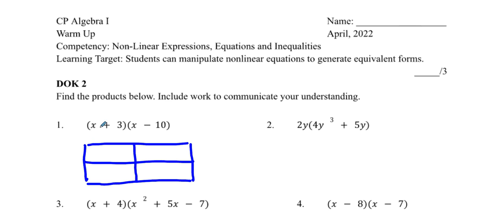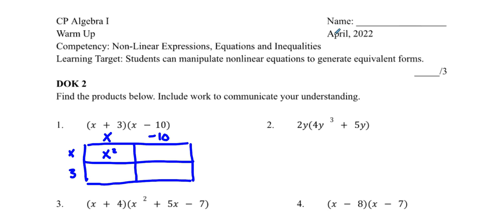So I'm going to put this first binomial, x plus 3, on the side here. So that'll be an x and a positive 3. And then the other binomial, x minus 10, on the top. And make sure that since it's subtract 10, that makes it negative. Then we're going to fill the table just like we always have back when we were doing multiplication tables and such. And that would be x squared.